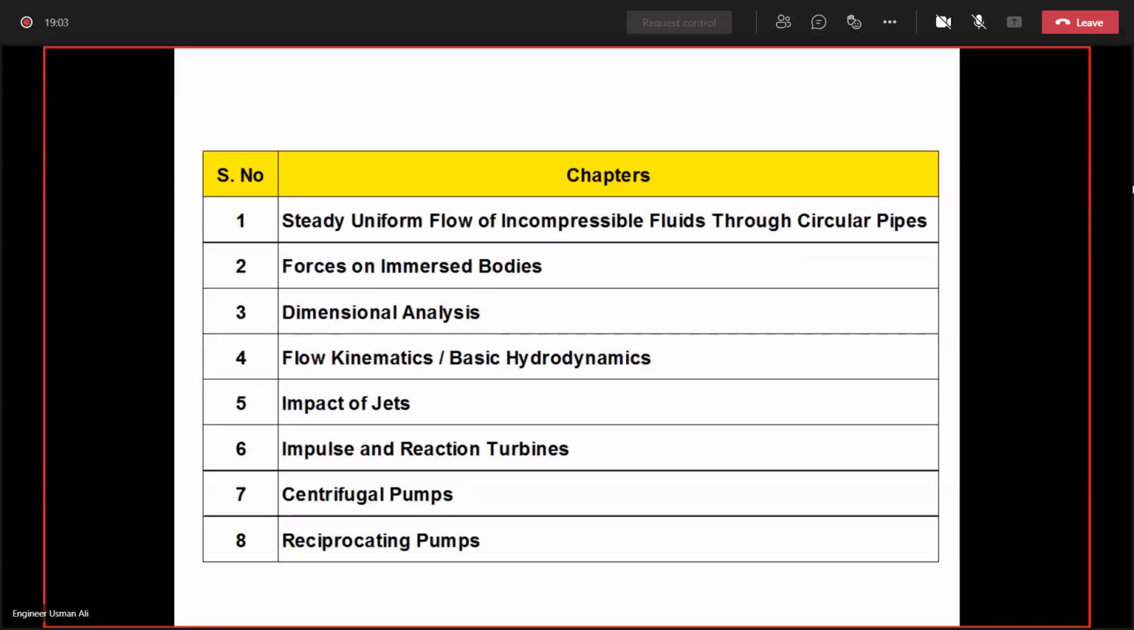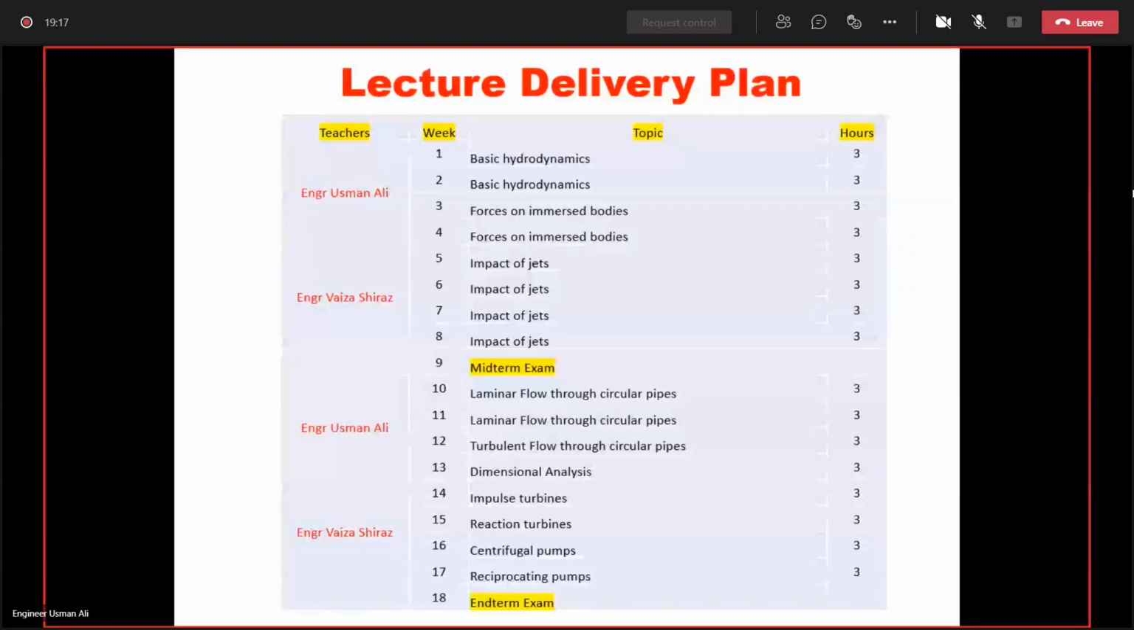Tentative lecture delivery plan that we're going to follow in these ODL classes: in the first 4 weeks I'll be covering my midterm course, and then for the next 4 weeks Engineer Visa will take up the classes. If the midterm happens on campus, it's good. Otherwise we'll continue the classes and we may have some comprehensive exam at the end. So it depends on the prevailing situation.